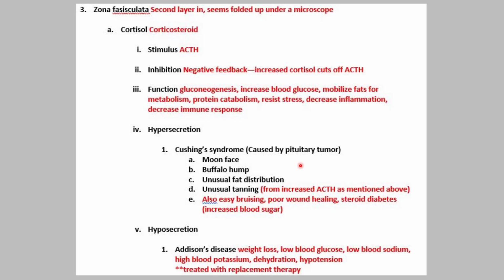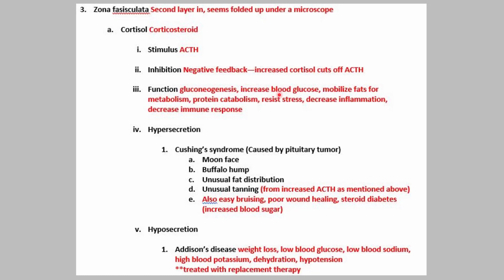So cortisol causes gluconeogenesis. Remember, we saw that with insulin, glucagon, that mechanism there. Gluconeogenesis was when we made glucose from something that was not previously some sort of sugar or starch, so some sort of carbohydrate. That's like taking proteins, fats, things like that, and turning them into a sugar.